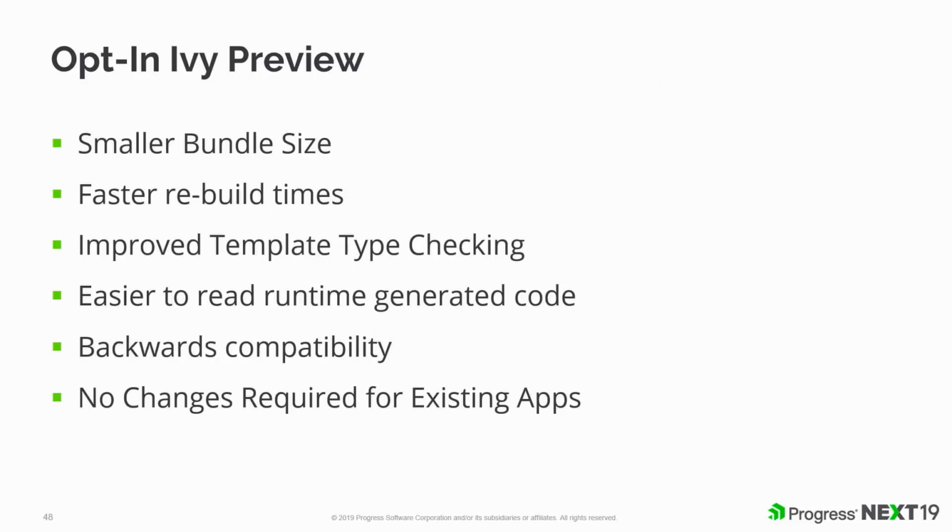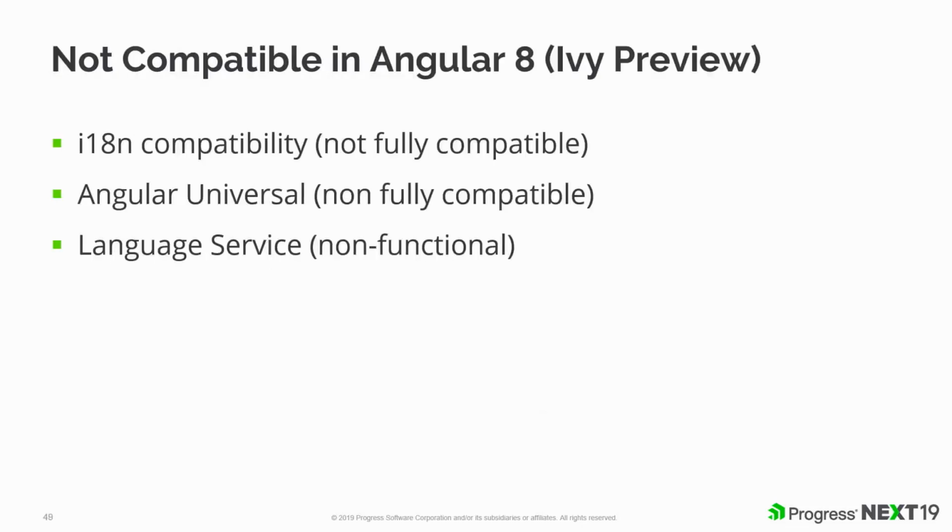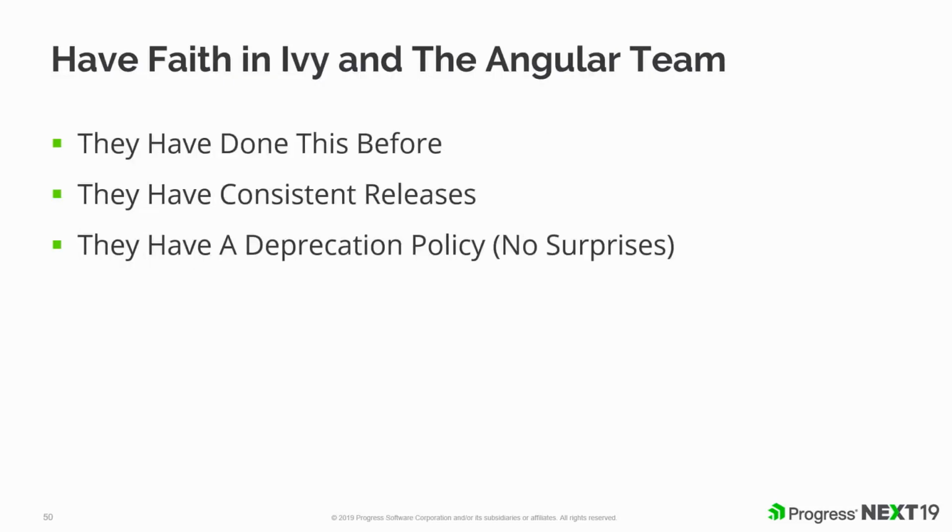Smaller bundle sizes, faster rebuild times, improved template type checking, backwards compatibility. No changes required for existing apps. It's just going to work. Some of the things that won't be compatible with Ivy are language services, Angular Universal, and internationalization. So if you're not using any of those things in your projects, you'll probably have zero problems updating to Angular 8 and turning on that Ivy preview.